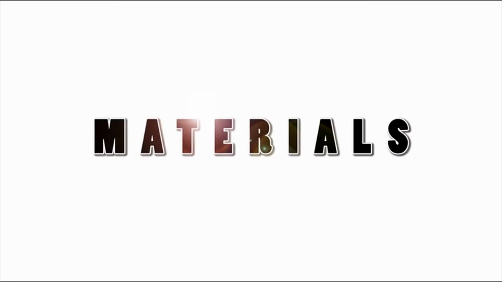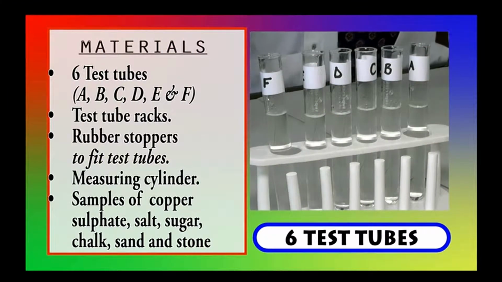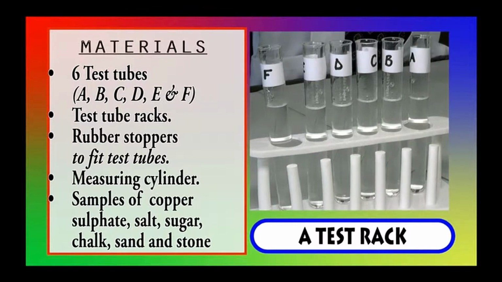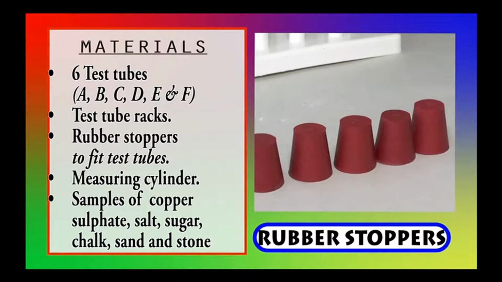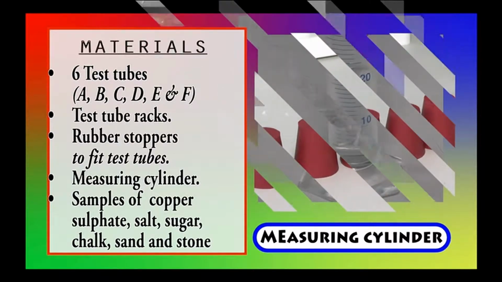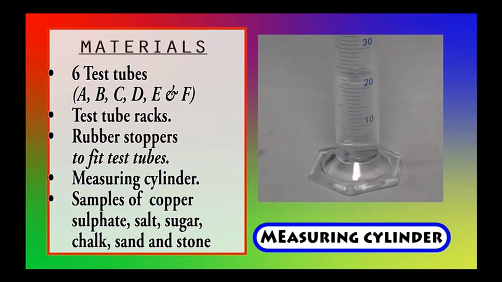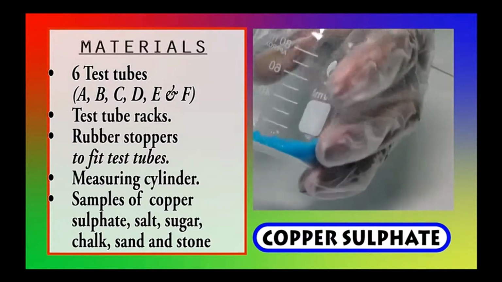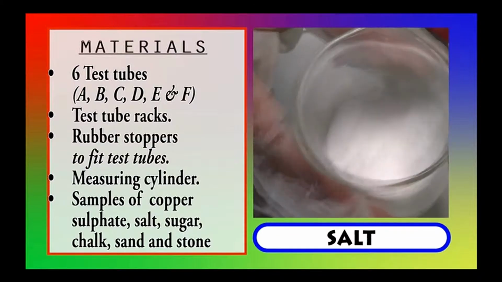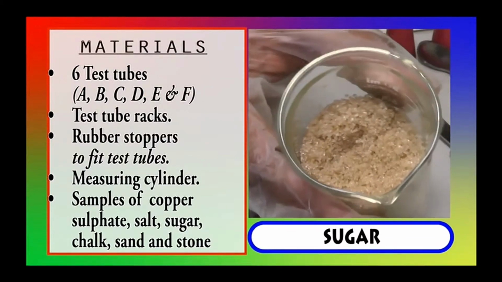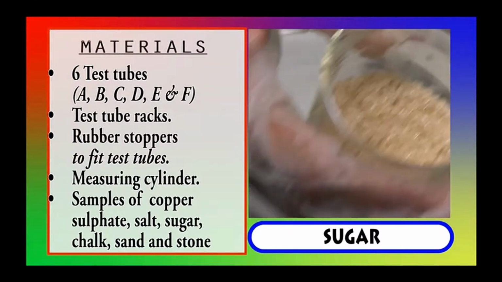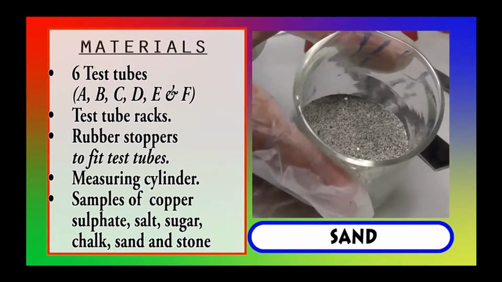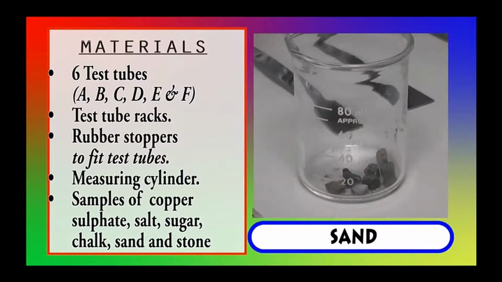The materials that are needed for this experiment: 6 test tubes labeled A to F, test tube racks, rubber stopper to fit the test tubes, measuring cylinder, samples of copper sulfate, salt, sugar, chalk, sand, and stone.